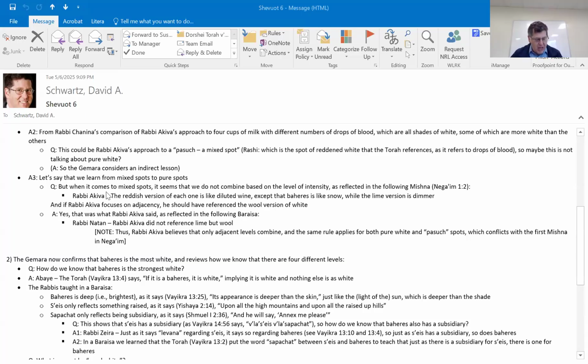How do I know that se'es means raised? Well, it's based on a pasuk in Yeshaya. Al kol haharim haramim v'al kol hagavaos hanisaos, upon all the high mountains and upon all the raised up hills. So nisaos means raised up. Nisaos is similar to se'es, and so that shows that the word se'es means raised up. Sapachas, what does sapachas mean?